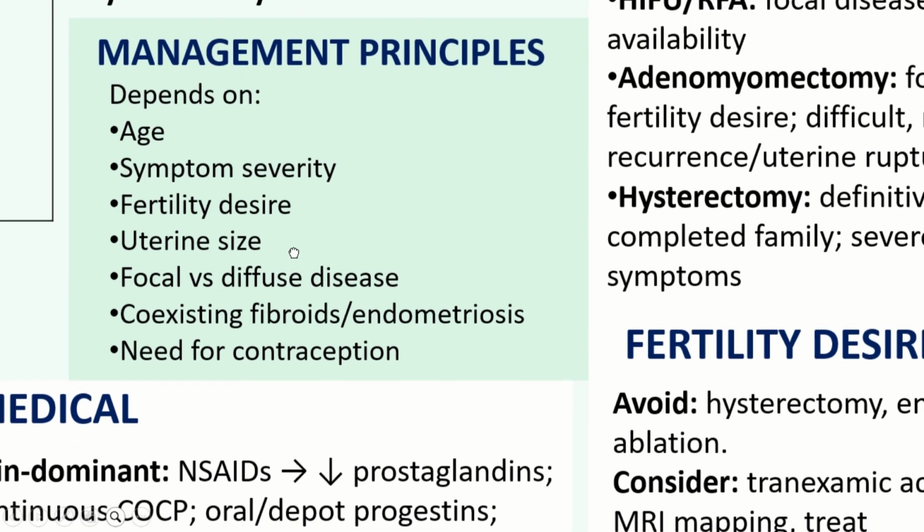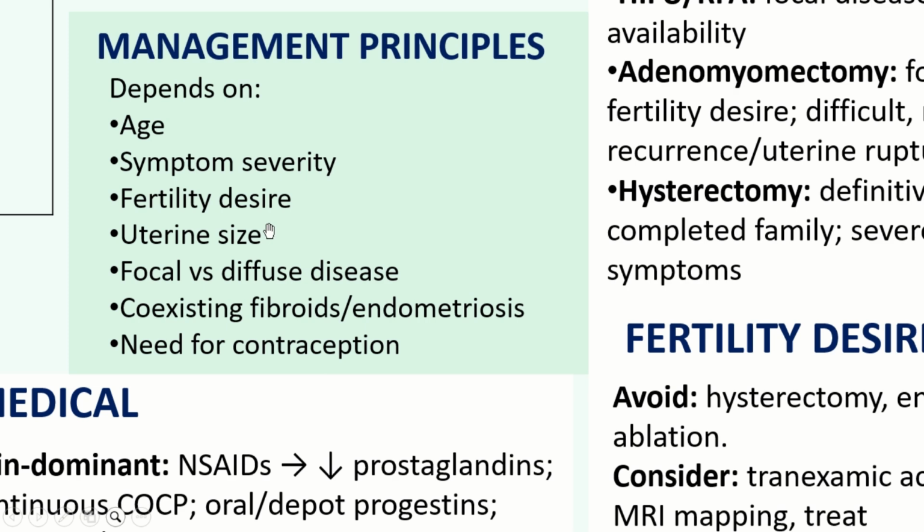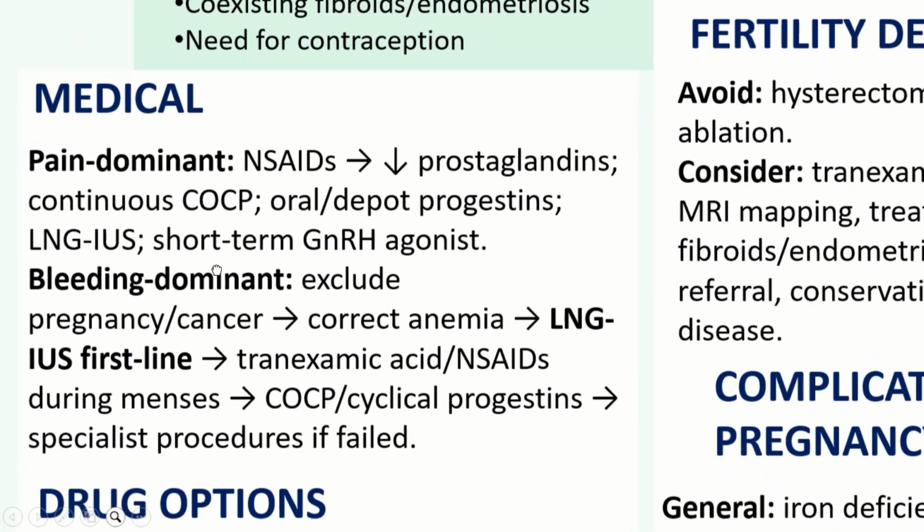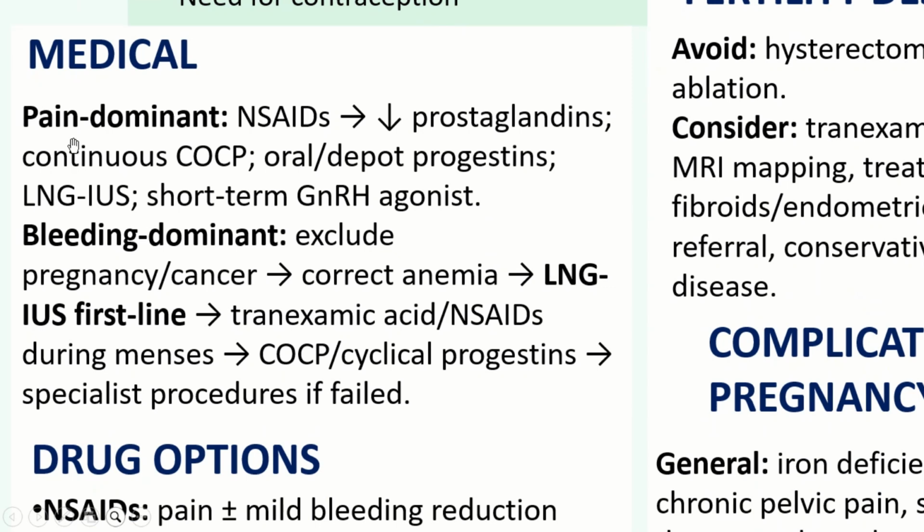The uterine size is going to be an issue here. The focal versus diffuse disease, coexisting fibroids or endometriosis, and the need for contraception. So when you look at the medical management, there's the pain dominant management and the bleeding dominant management. Some are going to have more pain and some are going to have more bleeding.